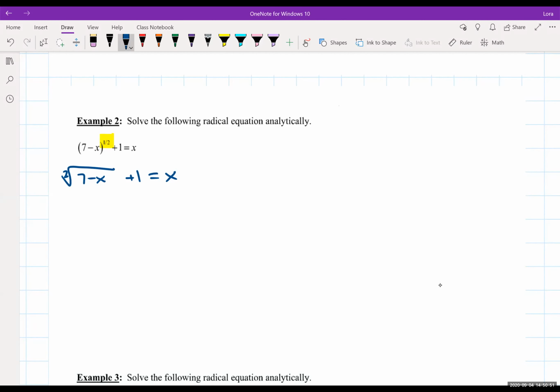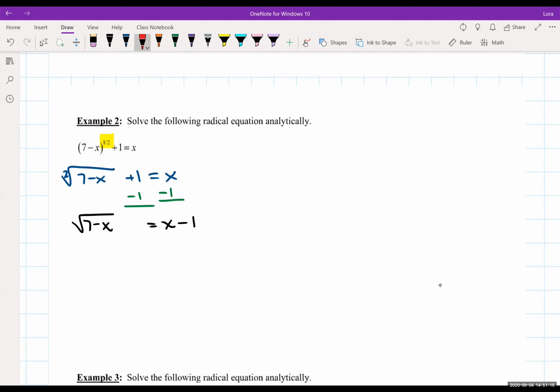And now we can actually see the radical expression here. So when we solve radical equations, the first thing we want to do is make sure that you are isolating the radical. So I'm going to subtract 1 on both sides. And if you don't mind, I'm going to rewrite it without the index because we already assumed that we have a square root. So I have square root of 7 minus x equals x minus 1.